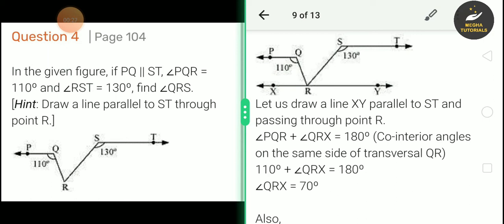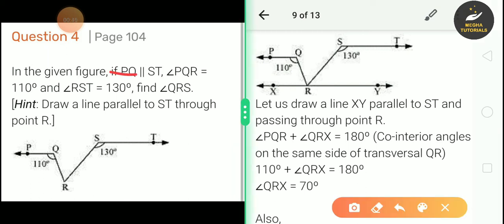Focus on the new diagram. That is, we have drawn line XY parallel to line ST. Now it is given that PQ parallel to ST and we have constructed XY parallel to ST.